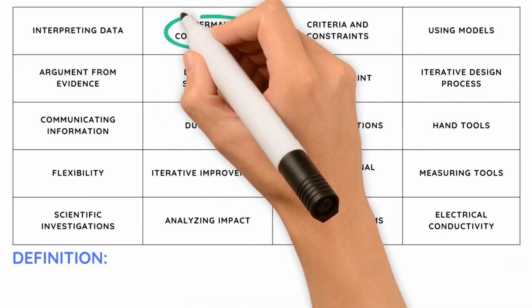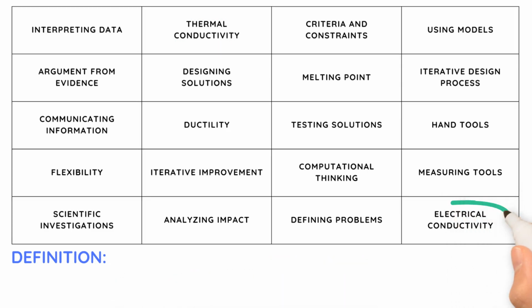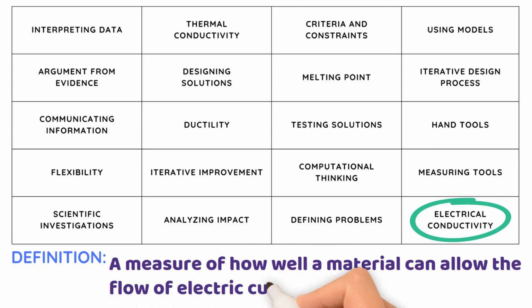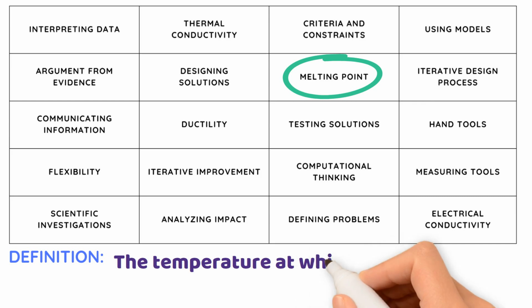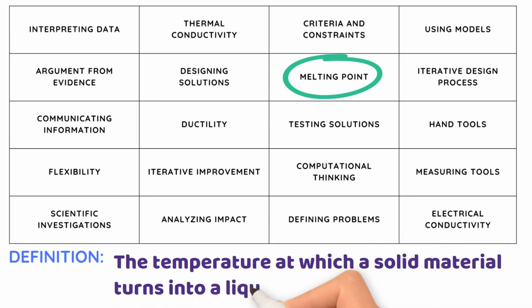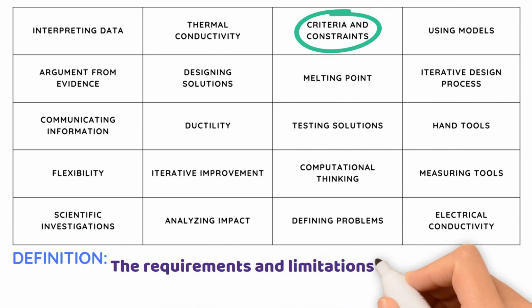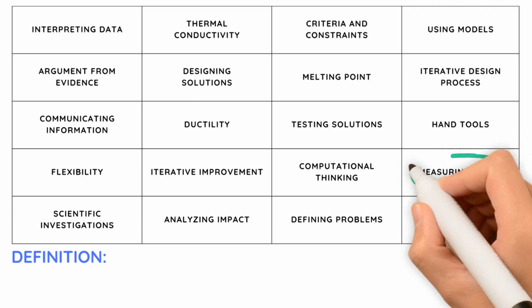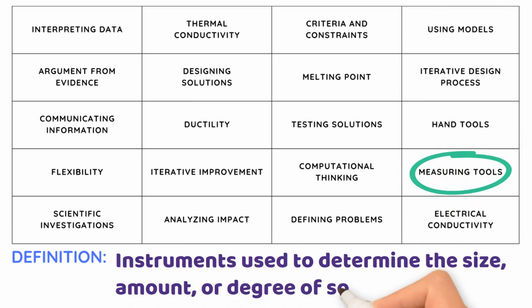Thermal conductivity: a measure of how well a material can transfer heat. Electrical conductivity: a measure of how well a material can allow the flow of electric current. Melting point: the temperature at which a solid material turns into a liquid. Criteria and constraints: the requirements and limitations that are taken into account when designing a solution. Measuring tools: instruments used to determine the size, amount, or degree of something.